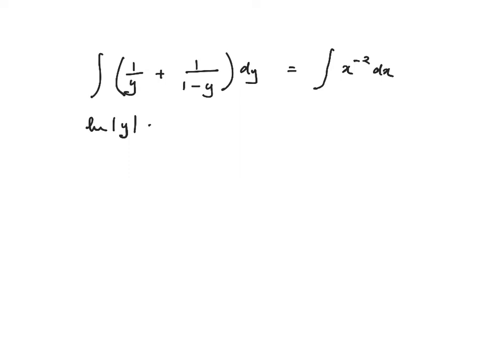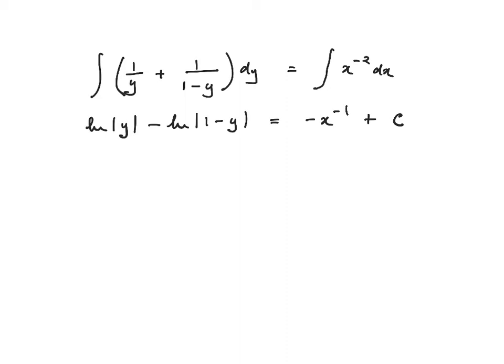so we've got 1 over y plus 1 over 1 minus y integrated with respect to y, and that equals x to the power of minus 2 integrated with respect to x. So it's natural log of the modulus of y minus natural log of the modulus of 1 minus y equals x to the minus 1 plus a constant of integration c.